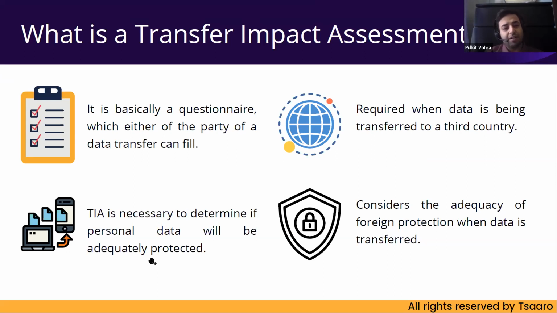If you're doing it internally, you can always do a transfer impact assessment even if you are transferring data within the same organization but to a different country.